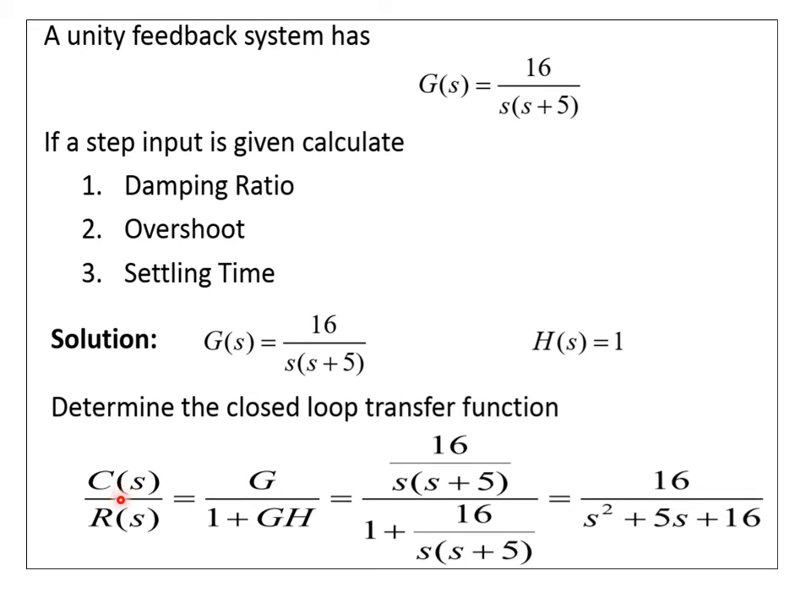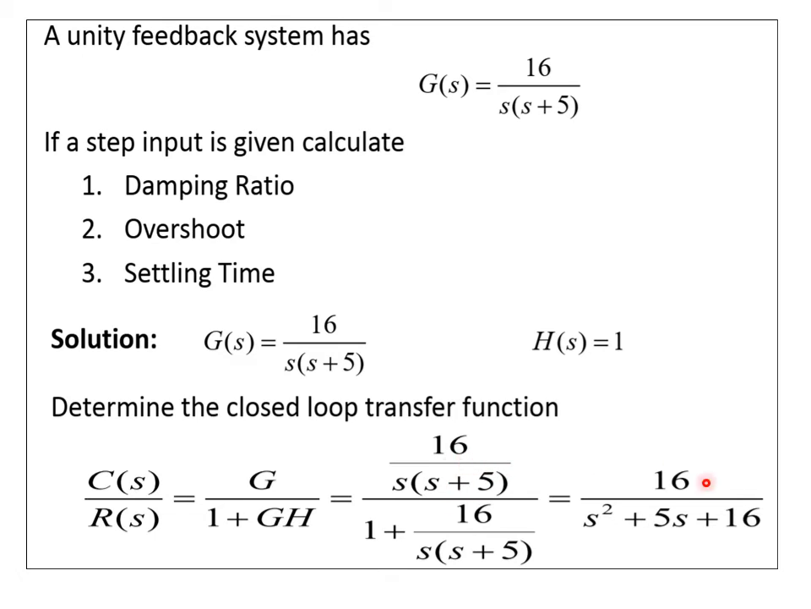The formula is C of s upon R of s is equal to G upon 1 plus G into H. Normally plus means it is a negative feedback. If it is minus, that means it is a positive feedback. Here it is plus, that means it is a negative feedback. So put the values of G and H.